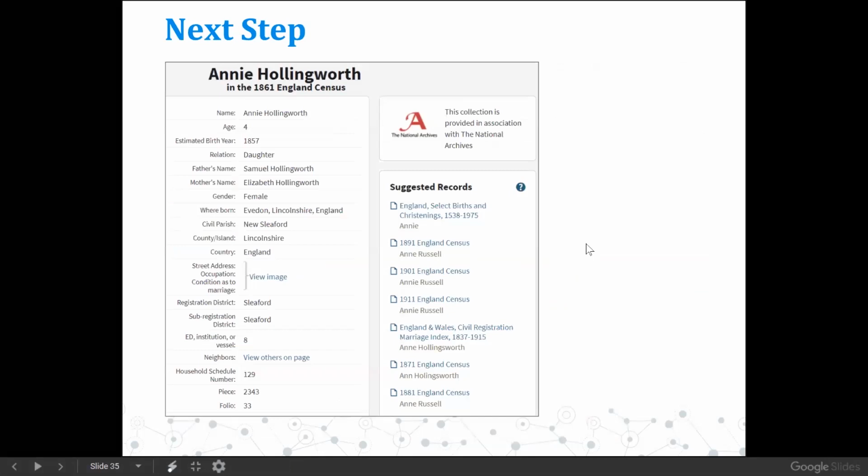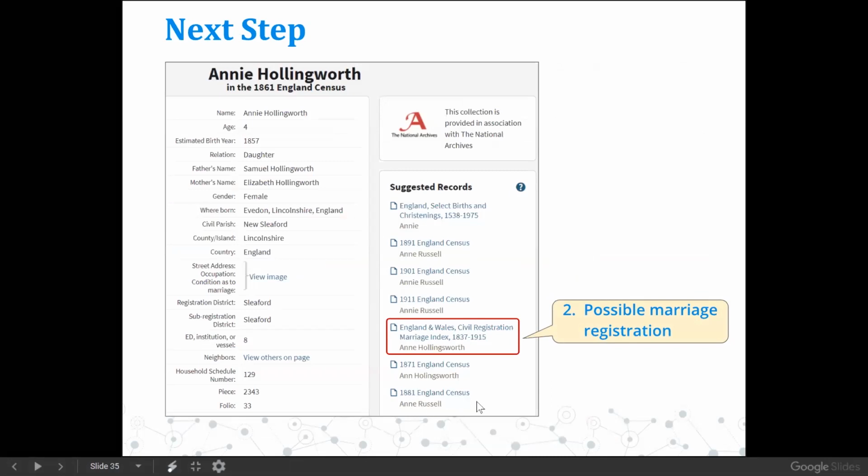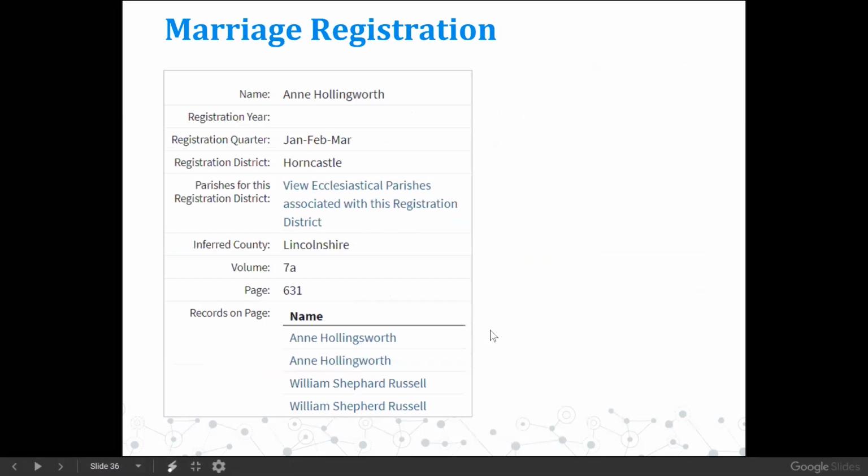So the next step that I would want to take here is to check out this marriage registration. Again, I'm letting Ancestry do the heavy lifting here. I'm taking advantage of these hints that Ancestry has already found for me. So I'm going to click on this possible marriage registration, and we see a few things of interest.